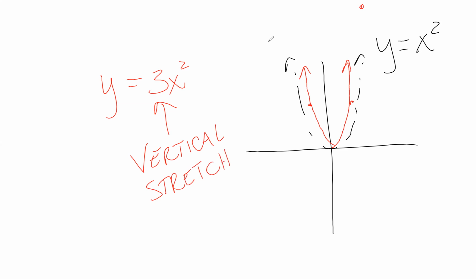Okay, so anytime that A is greater than 1, we're going to get a vertical stretch. It's going to make it skinnier. If it was a 4 or a 5 or something like that, it'd make it even skinnier, right? And it can get really skinny. So vertical stretch, that's one of the things you're going to have to identify.